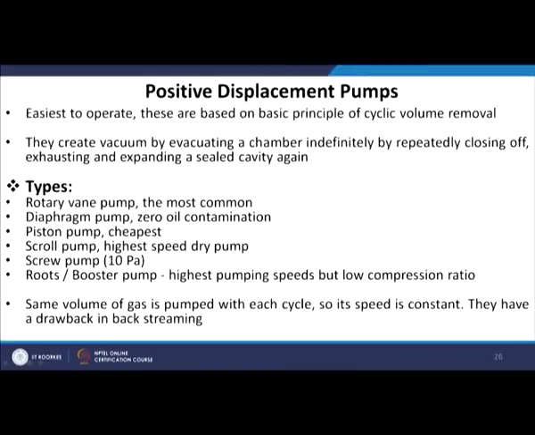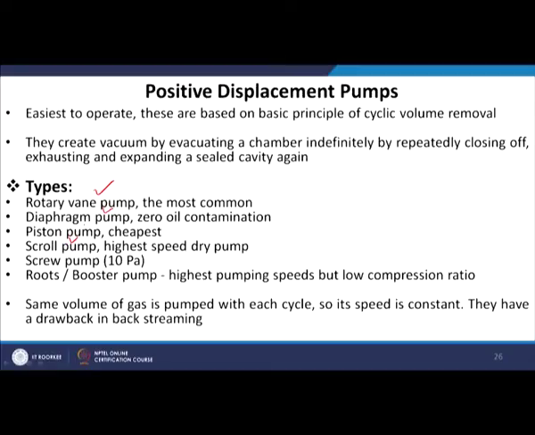Now, the types of positive displacement pump can be the rotary vane pump, which is most common; the diaphragm pump, which is also called the zero oil contamination pump; the piston pump, which is cheapest; the scroll pump, a high speed dry pump; the screw pump, which creates 10 Pascal; and the roots pump or booster pump, with the highest pumping speed but low compression ratio. So, these are the different types of positive displacement pump which we use in the industry and in our daily life. But most commonly we use the rotary vane pump, and then sometimes the diaphragm pump, sometimes the scroll pump. The same volume of gas is pumped with each cycle, so its speed is constant.